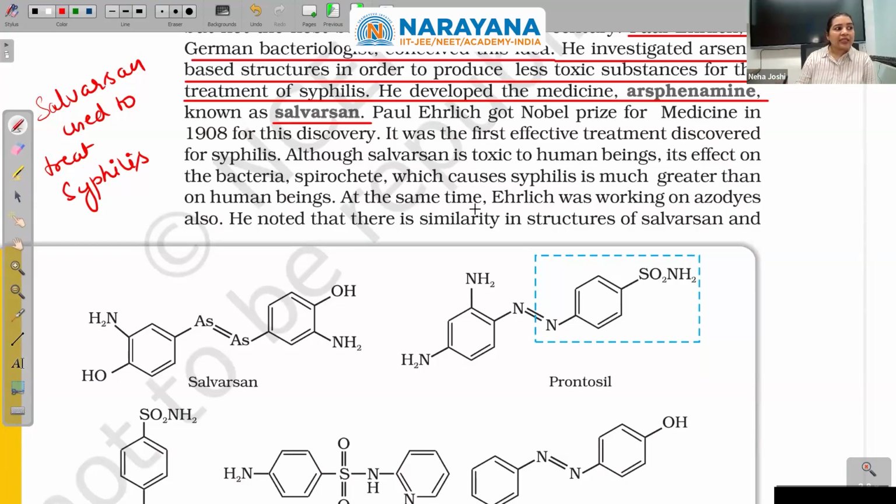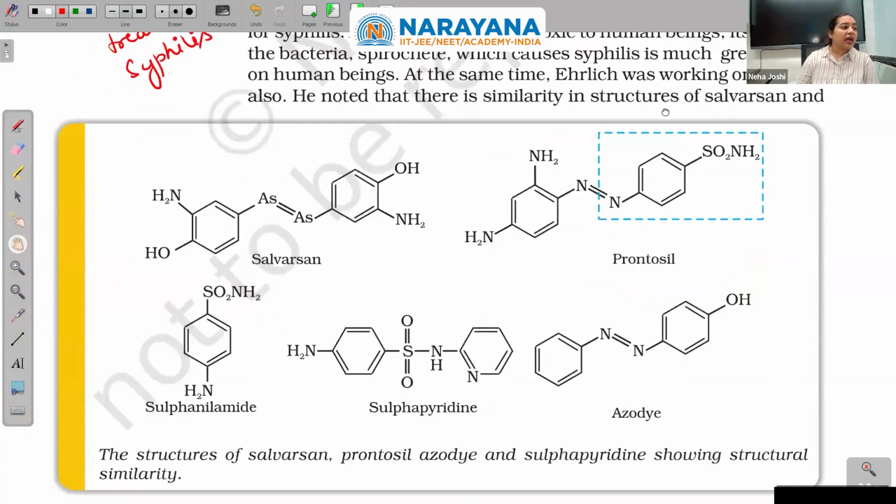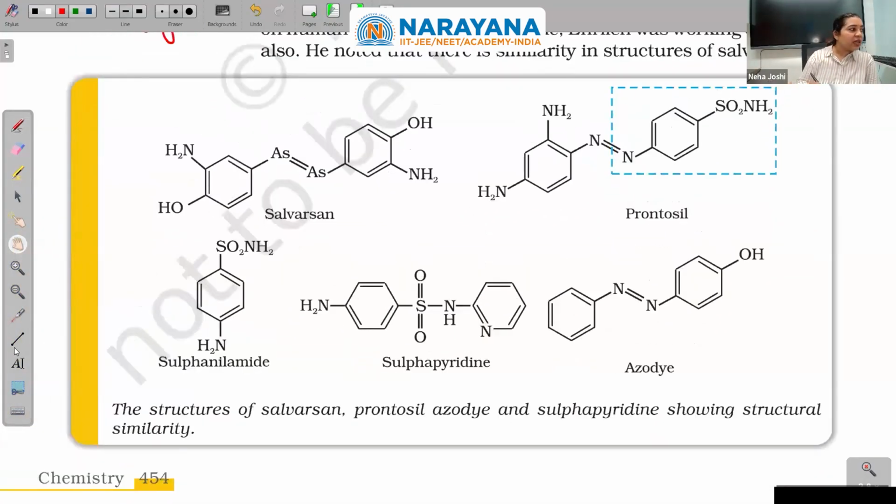At the same time, Ehrlich was working on azo dyes also. He noted that there is a similarity in structure of salvarsan and azo dyes. See, salvarsan had arsenic in it, and azo dyes had nitrogen double bond nitrogen in them. So he was working on them. In azo dyes I have N double bond N. Now, these azo dyes and this arsenic compound had a structural similarity.